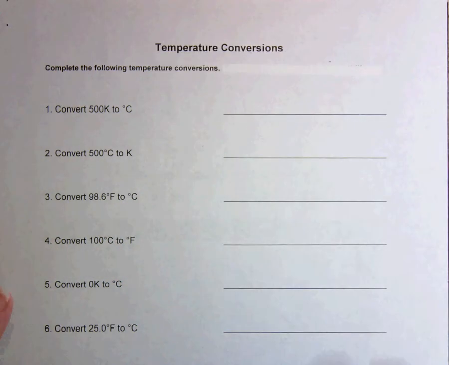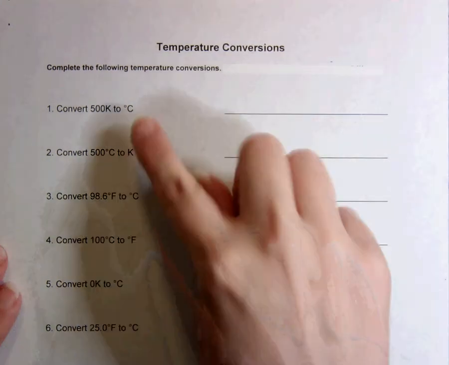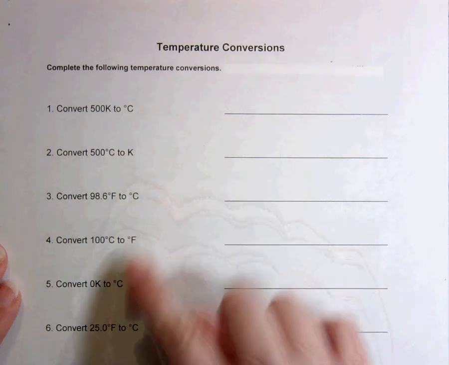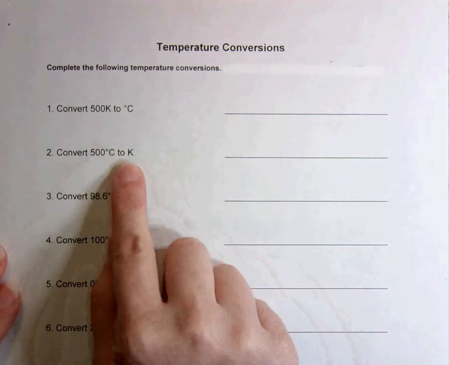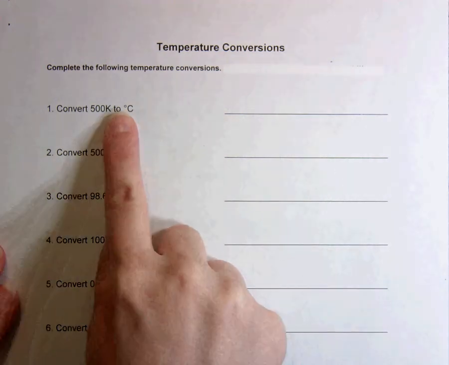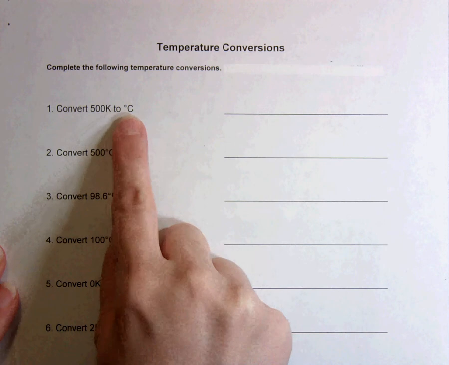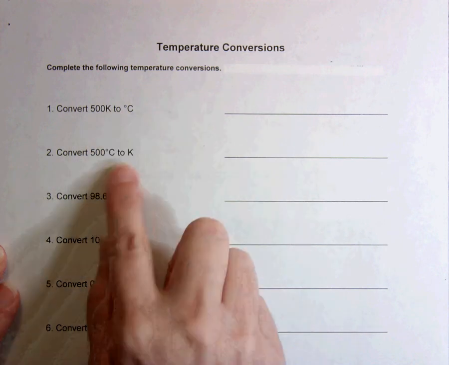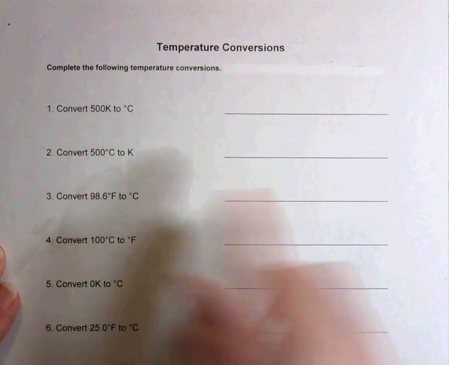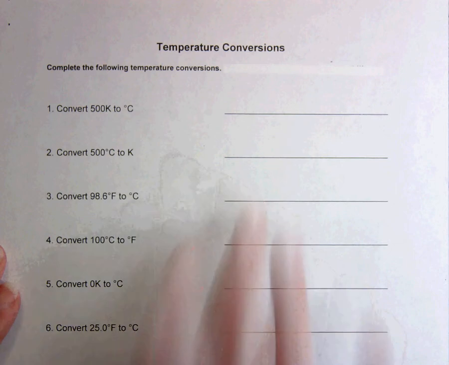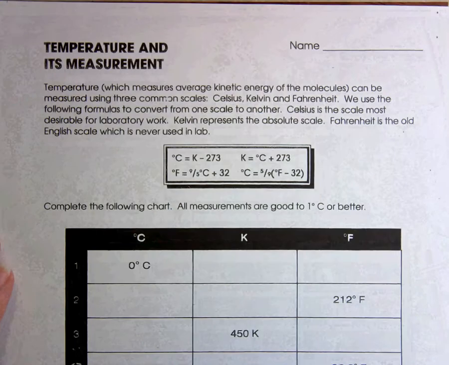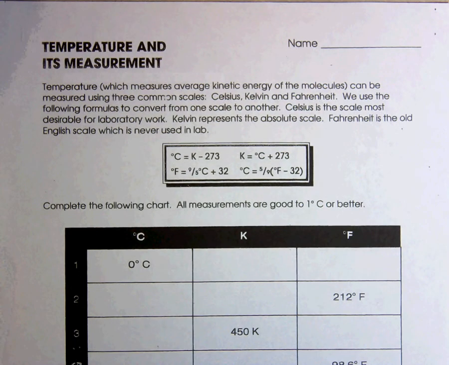So go ahead, write the correct temperature here, make sure you put the correct unit afterward, and note that Kelvin does not have a degrees symbol, so you put degrees Celsius, degrees Fahrenheit, but just K for Kelvin. If you do get stuck on anything on this page or the next page, or if you still have any questions, come up and ask.